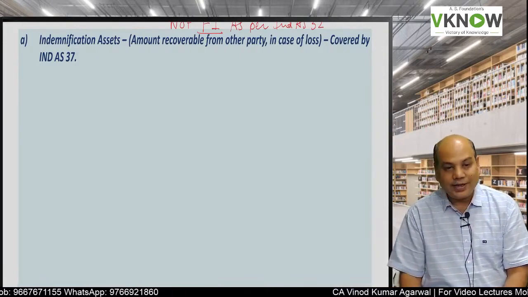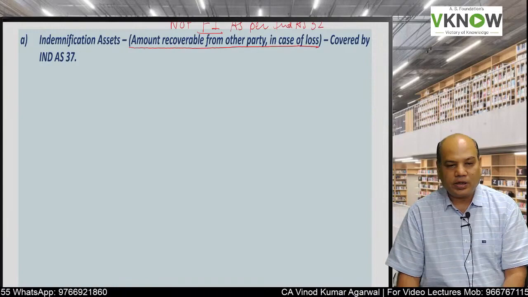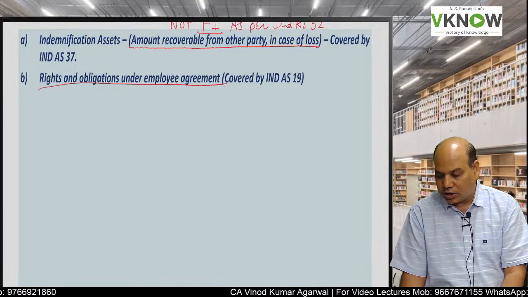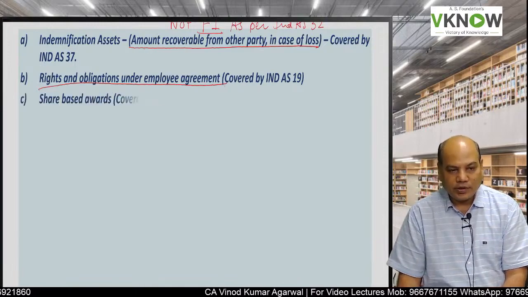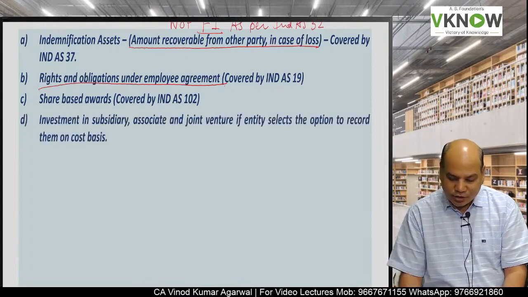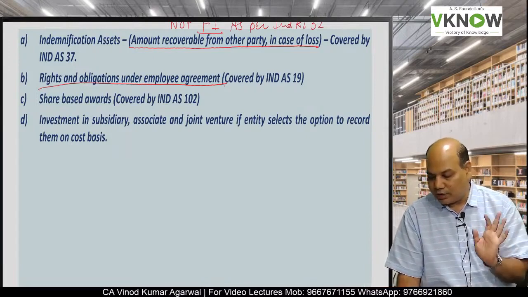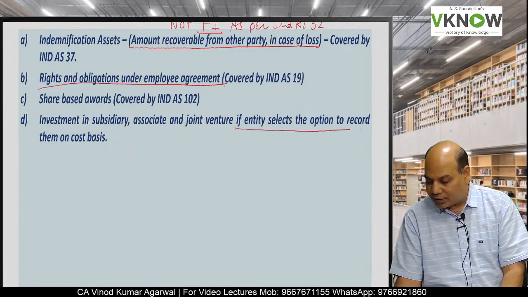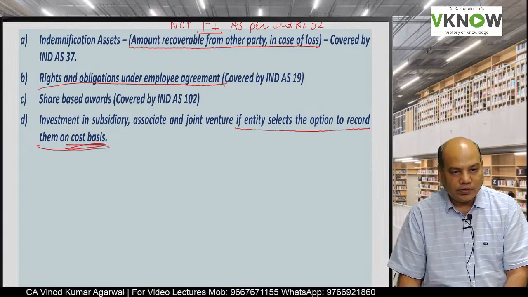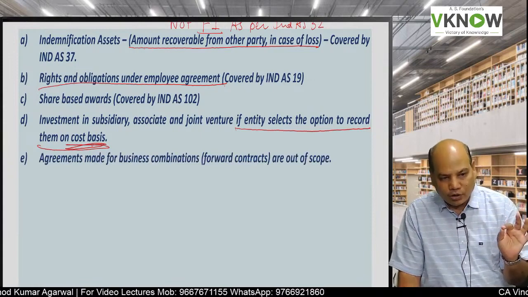What are these items? One is indemnification asset, that is amount recoverable from another party in case of loss. Ind AS 37 is applicable. Rights and obligations under employee agreements, Ind AS 19 is applicable. Share based award, Ind AS 102 is applicable. Investment in subsidiary, associate, joint venture, if the entity selects the option to record on underlying cost basis. Investment in subsidiary, associate, joint venture can be recorded either on cost basis or fair value basis.